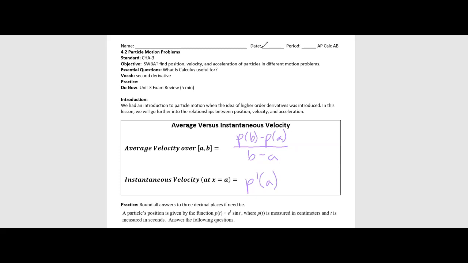All right, let's move on. We're now going to implement these two things in a problem. So I'd encourage you to pause the video and do these on your own. One is asking you to find the average velocity, one is asking you to find the instantaneous velocity. You are allowed to use a calculator here, and make sure you round or truncate to 3 decimal places.